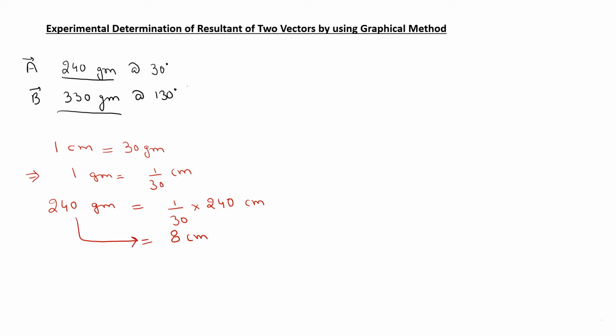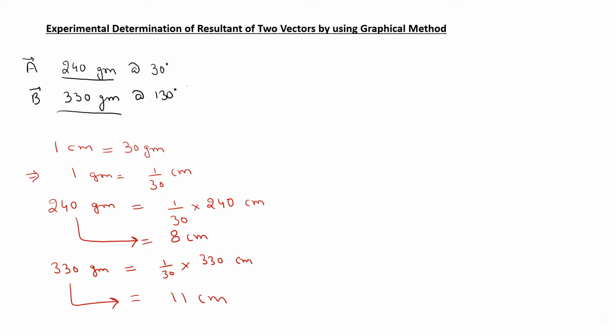Next, my B vector is 330 grams. When I take this on my graph, I'm going to multiply it by 1 by 30, so 330 by 30 centimeter is going to be 11 centimeter equivalent on the graph. So now I have my scale for these two different vectors, and now I can plot my vectors on a graph paper.